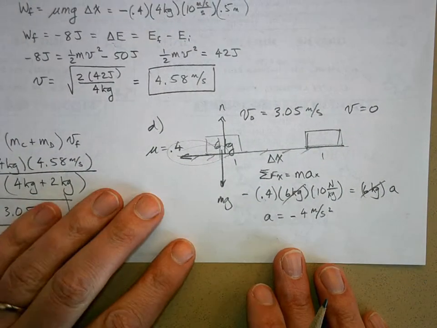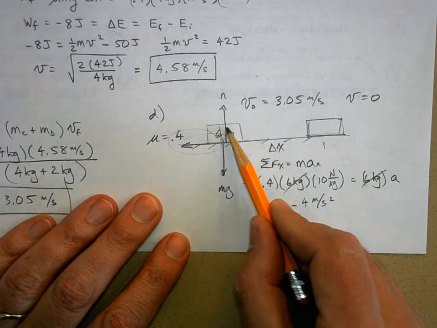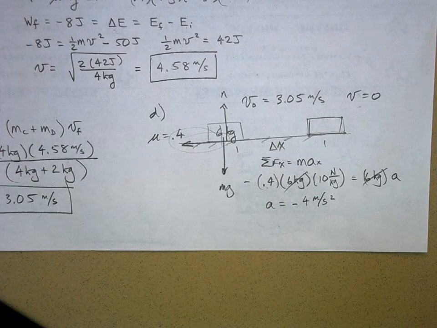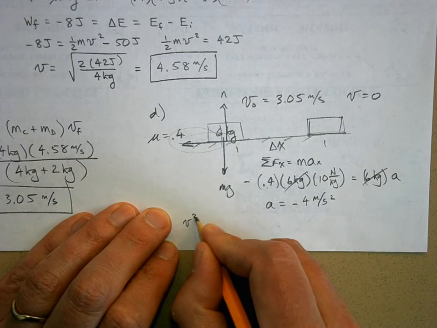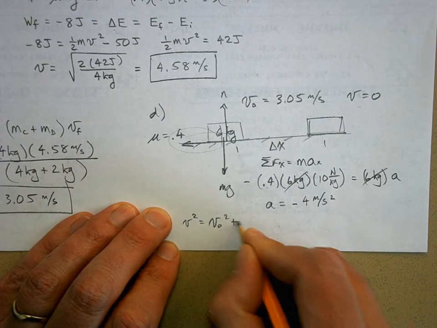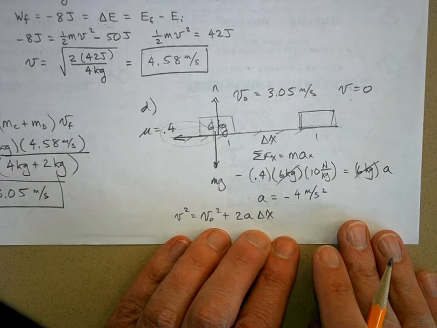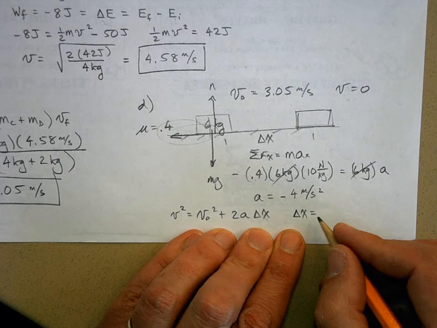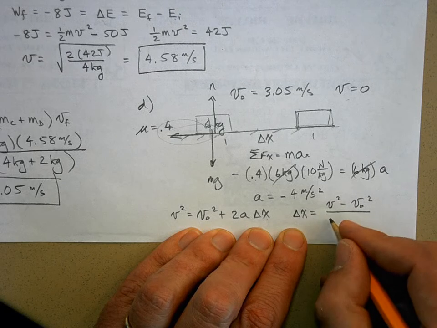And so now we want to know what is delta x. Well, we know the velocities and we know the acceleration. We don't know time, and we're not trying to find time. So I'll probably use the kinematic equation that doesn't have time in it, which is the 4th one, where you have v squared equals v naught squared plus 2a delta x. If I solve that for delta x, I've got everything I need here. You've got v squared minus v naught squared over 2a.